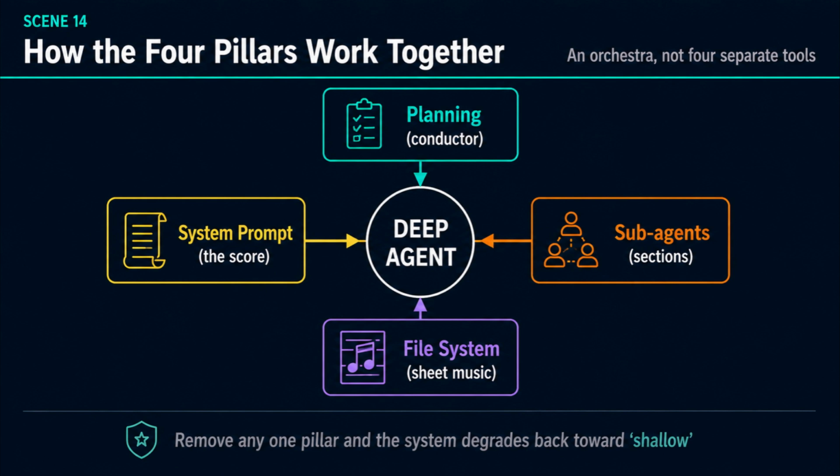The system prompt is the score itself, defining the rules and structure the entire performance follows from the very first note. Remove any single pillar and the system doesn't collapse entirely, but it does meaningfully degrade back toward shallow agent behavior. No planning means losing track on long tasks. No subagents means one increasingly bloated context handling everything sequentially. No file system means memory that vanishes the moment a conversation ends. No detailed prompt means inconsistent, improvised behavior. All four genuinely need to work together.